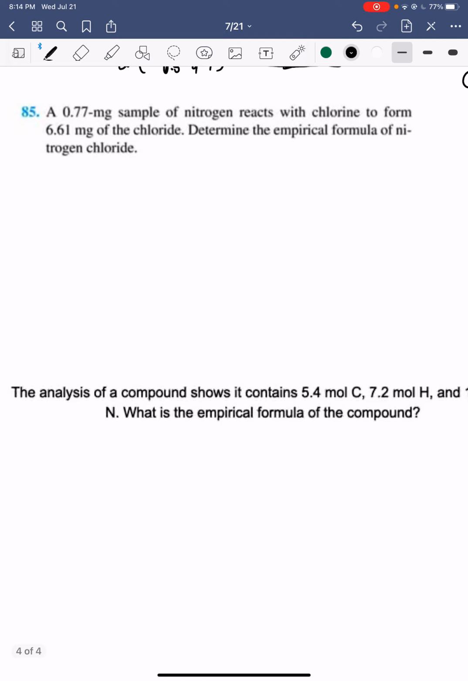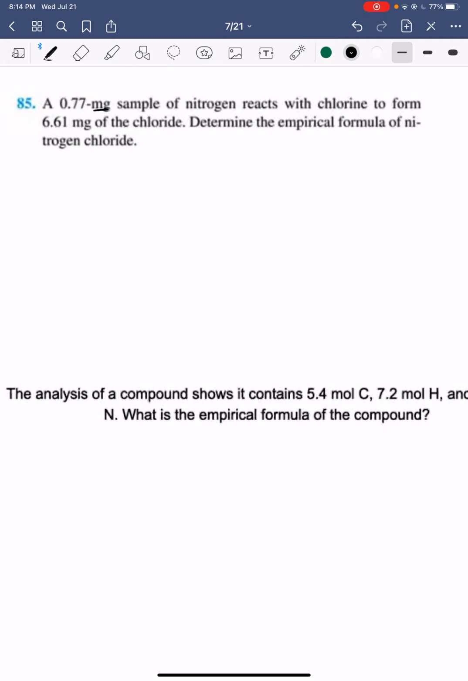The next one here we have, we're given milligrams. We're not given mass percent. And we're given the total milligrams of the chloride. Something that is called a chloride, that just is the name of an element with chlorine in it. So we know that 6.61 milligrams is our total mass of this nitrogen chloride. And we don't know the empirical formula for this. So it's N something Cl something or other. And we don't know what that X and Y is yet. That's what we're going to find.